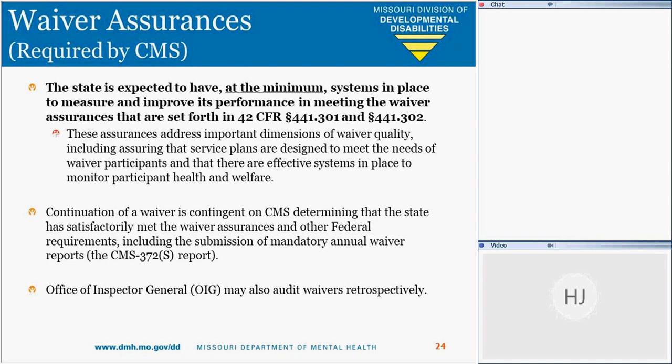Applications are contingent upon meeting these performance measures. So CMS reviews on an annual basis at a minimum and we report those through what we call a 372 report to CMS. That's mandatory reporting where they are checking all of our performance measures. And if there are areas where we are below 86%, we have to come up with a plan to tell them how we're addressing those, because we do want to ensure the health and welfare of all of our participants. And yes, there is also the Office of Inspector General that may audit our waivers retrospectively.